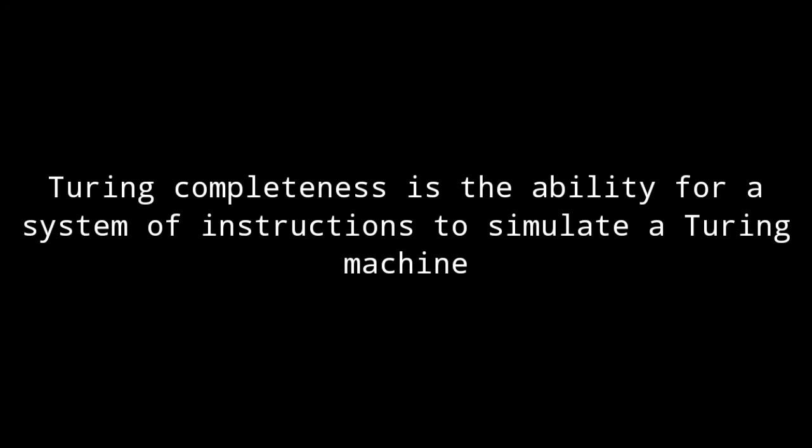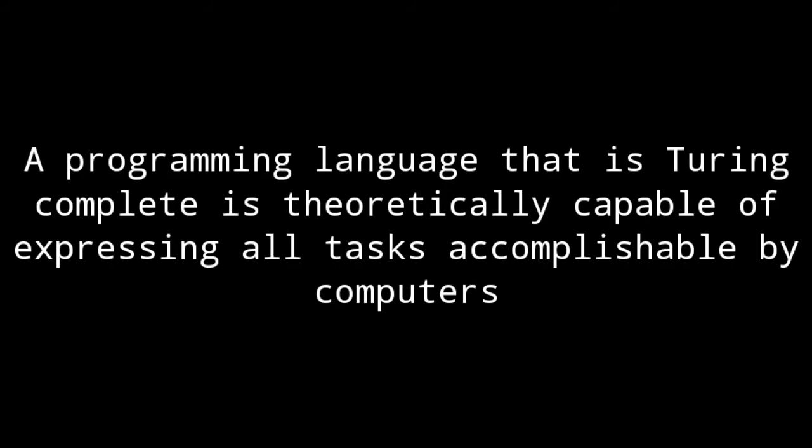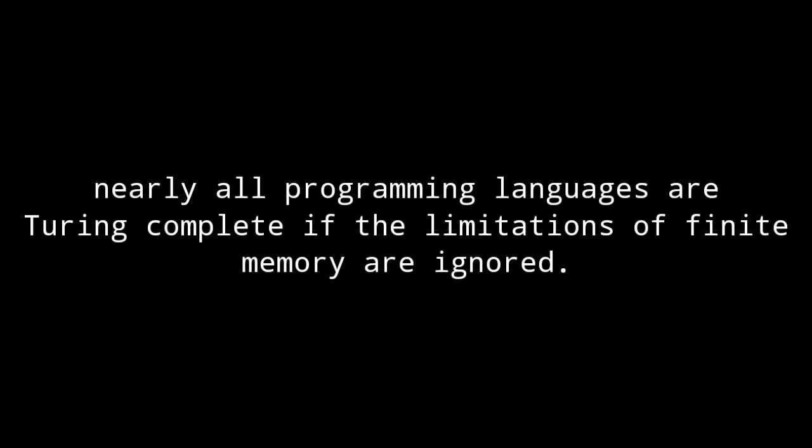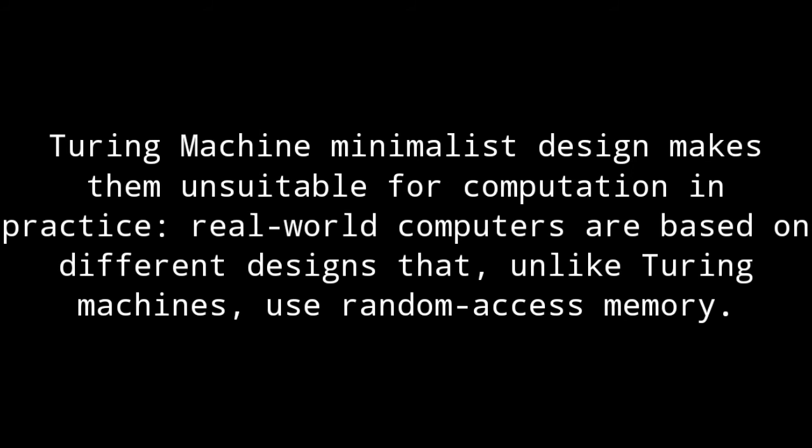Turing completeness is the ability for a system of instructions to simulate Turing machines. A programming language that is Turing complete is theoretically capable of expressing all tasks accomplishable by a computer. Nearly all programming languages are Turing complete if limitations of finite memory are ignored. The Turing machine's minimalist design makes it unsuitable for computation in practice. Real-world computers are based on different designs that are unlike Turing machines and use the random access memory implementation. Random access memory is a different model of computation that exists out there.